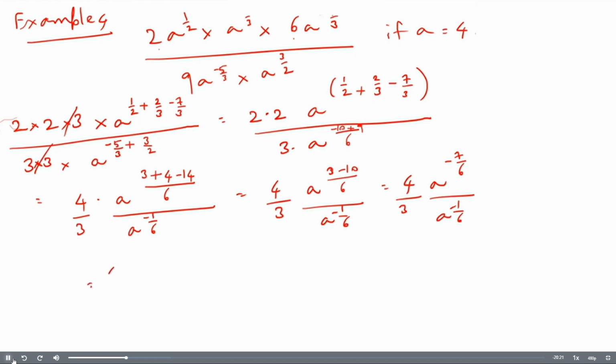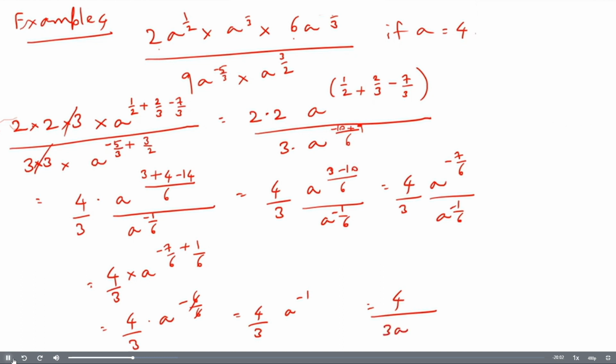This would be 4 by 3 into a to the power minus 7 by 6 plus 1 by 6, which is 4 by 3 into a to the power minus 6 by 6, which is 4 by 3 a to the power minus 1, which is 4 by 3a. Now if you substitute a equal to 4, you get 4 by 3 into 4, which is nothing but 1 by 3.